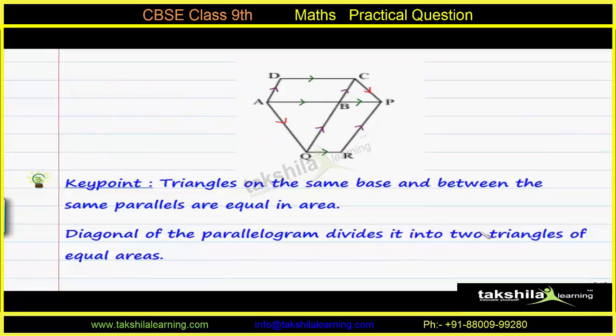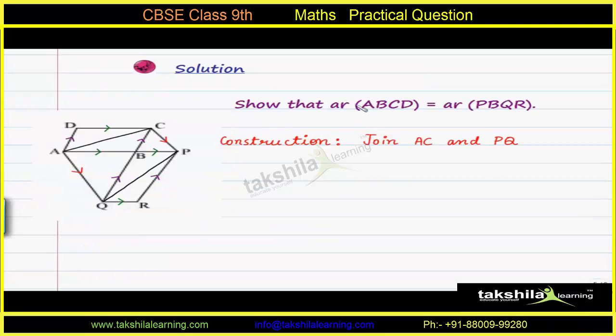Let us look at the key point for this question. Triangles on the same base and between the same parallels are equal in area. So if we have two triangles which are on the same base and between the same parallels, then the two triangles are equal in area, and a diagonal of the parallelogram divides it into two triangles of equal areas. So let us solve the question.